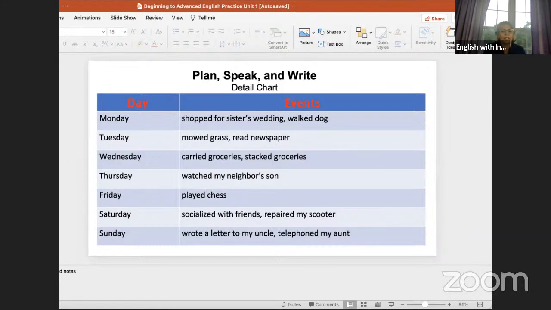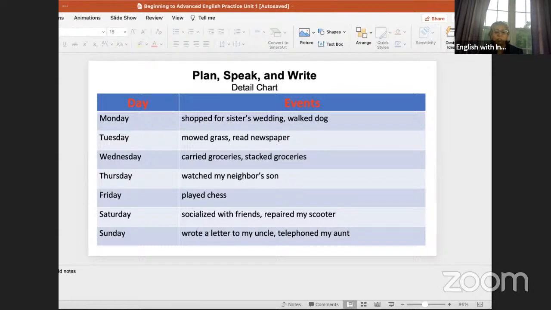If you are going to tell me what your plans are for next week, then everything will be in future tense. So you see how these things change on the calendar, right? The time, okay? From tomorrow, I will be starting the tenses, but today we will be focusing more on the activities. Okay, so Monday, shopped for sister's wedding, walked dog.